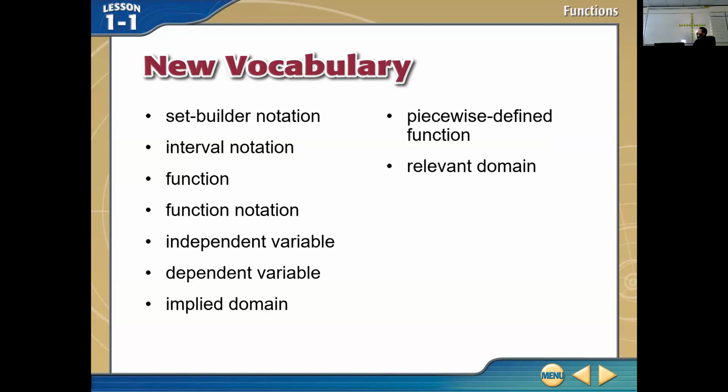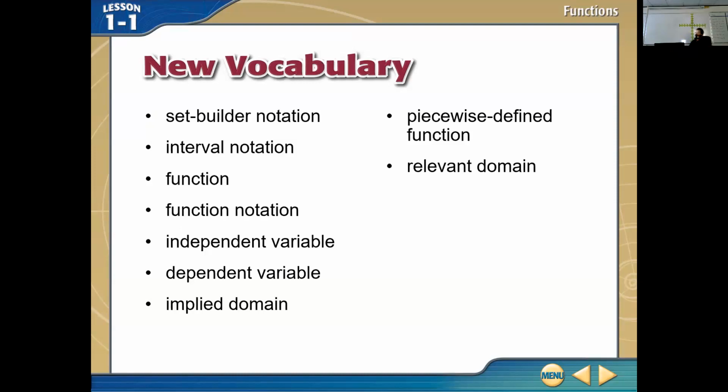And then you have implied domain. Implied domain is almost exactly as it sounds. We assume that it's all real numbers unless we are told otherwise. Okay, and that's for just like y equals x squared or f of x is equal to x squared. So that would be called your implied domain as all real numbers.